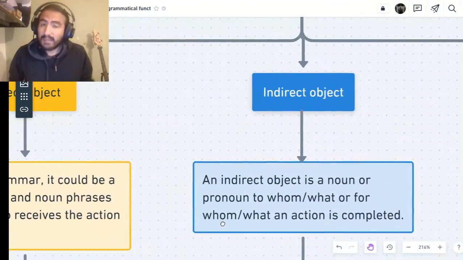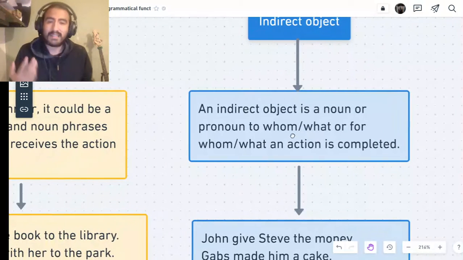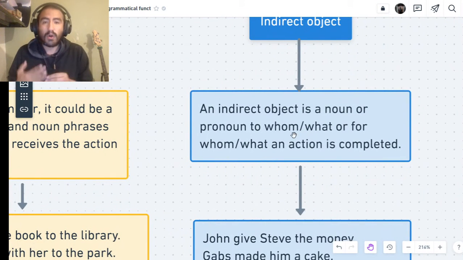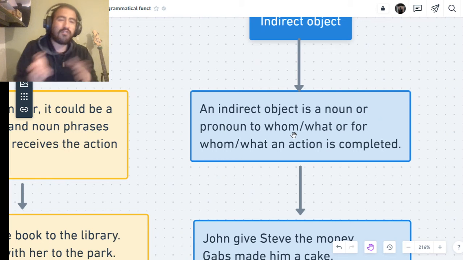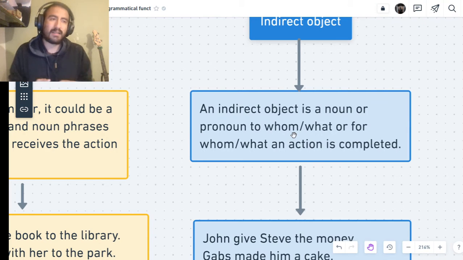Well, the second one is indirect object. An indirect object is a noun or pronoun to whom or for whom an action is completed. The question here could be: what is the subject doing the action for? I mean, for whom the action is being completed.